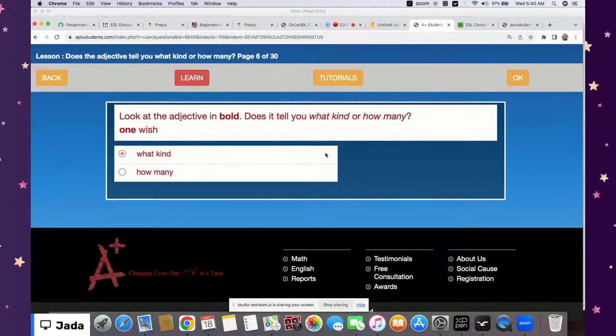Okay. So I want you all to try to finish the test. No, I don't understand. Okay, can you ask a question, DJ? What don't you understand? Because this one is saying look at the adjective in bold, right? It's telling us to look at the adjective in bold. Does it tell you what kind or how many? Now, the one in bold is one, right? So when you have one wish, is it telling us what kind of wish or is it telling us how many?